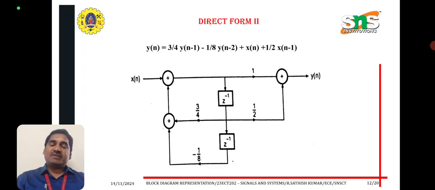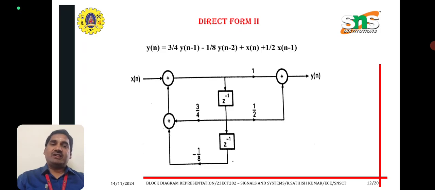y(n-1) means we can take z inverse. z inverse multiplied with 1/2, we can get it as y(n). x(n) means added with 1. Again, z inverse means x(n-1), that can be multiplied with 3/4, we get 3/4 into x(n-1) added with the next multiplication term, z inverse x(n-2) multiplied with 1/8.